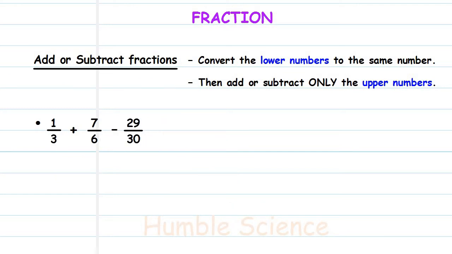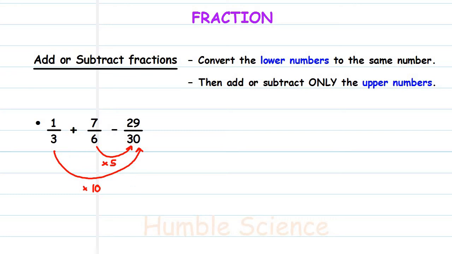Now let's try 1/3 plus 7/6 minus 29/30. Again, the first step is to convert the lower numbers into the same number. And here we have 3, 6, and 30. We can convert 3 into 30 pretty easily by multiplying by 10. And we can also convert 6 into 30 pretty easily by multiplying by 5.